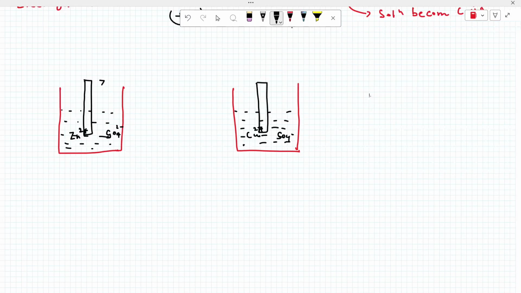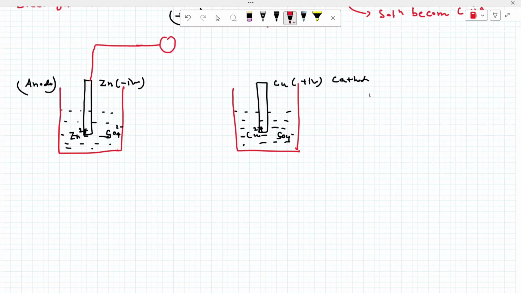This zinc is negative charge. This is the anode. Similarly, this copper is positive charge. This is the cathode. Now the point: these two rods are joined by a wire, the external circuit.